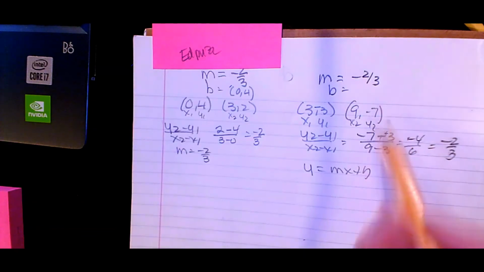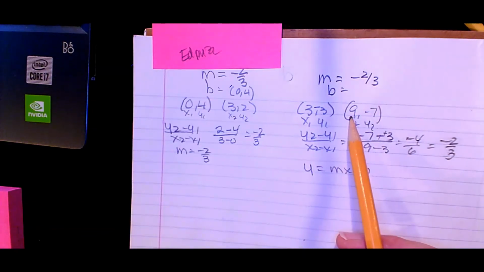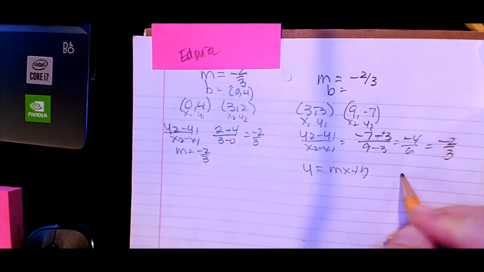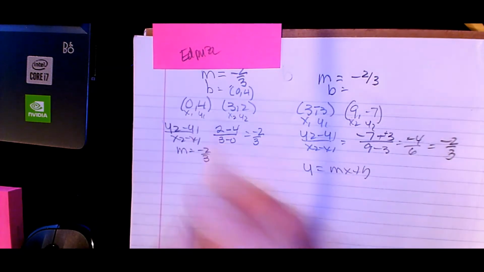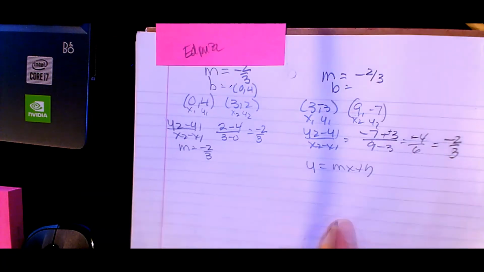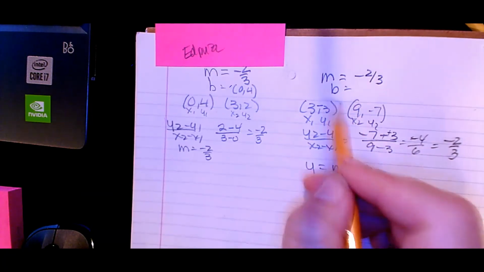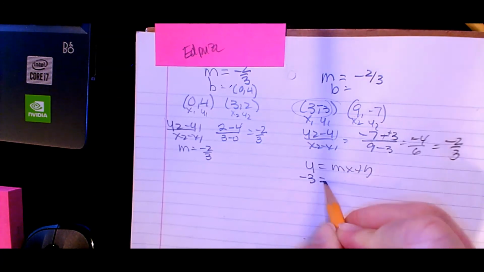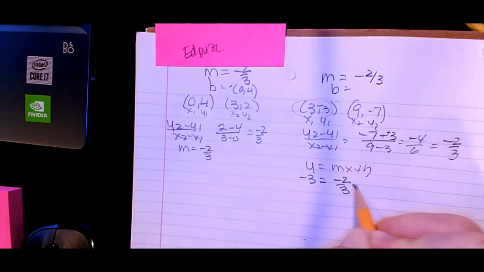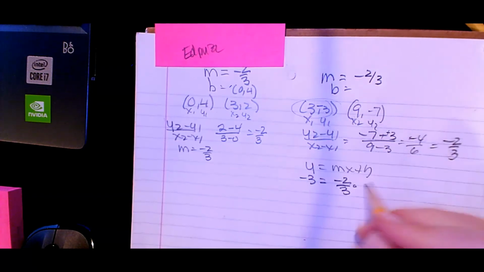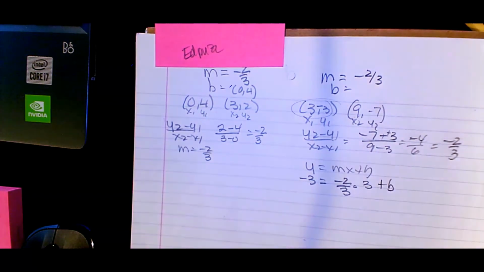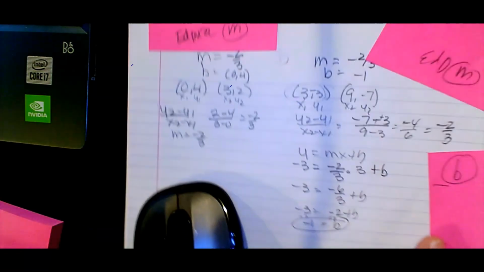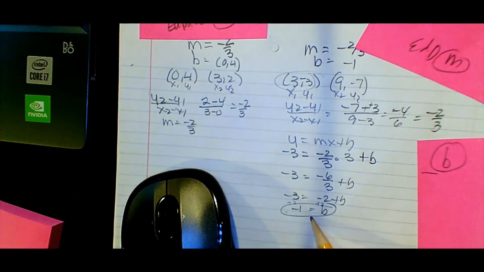We don't have a b. We didn't get lucky enough. They didn't give us any zeros over here. So now we have to find our b. Here I could find the b because they gave it to us, but they didn't give us the b over here. I have to go back now and plug in what I know. I'll use this ordered pair here. So y is a negative 3. Our m is a negative 2/3. Our x is 3, but I don't know the b. We know everything but the b. Go ahead and find the b. Okay. I found the b to be a negative 1.